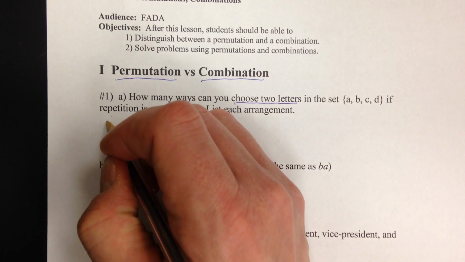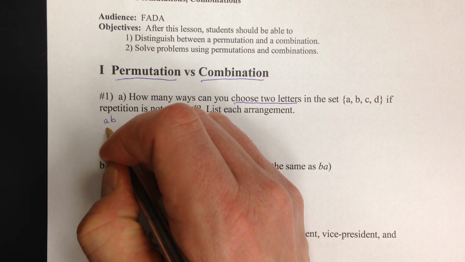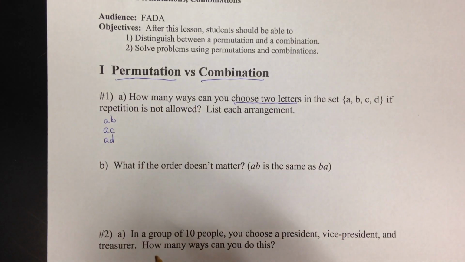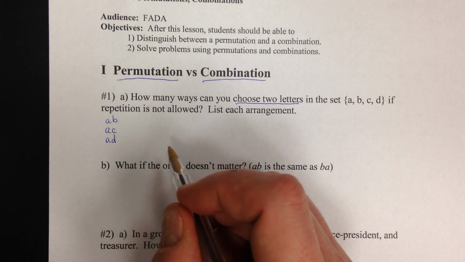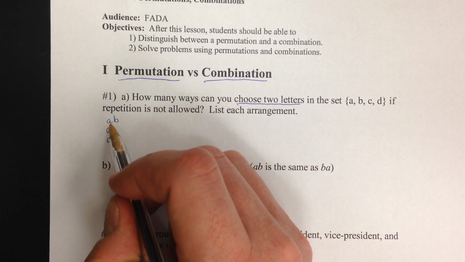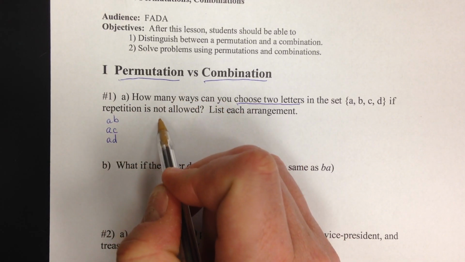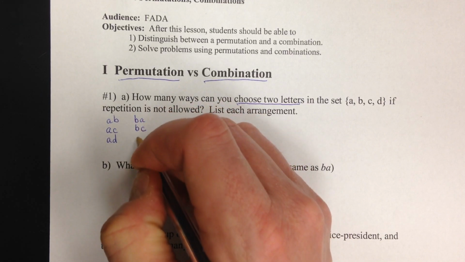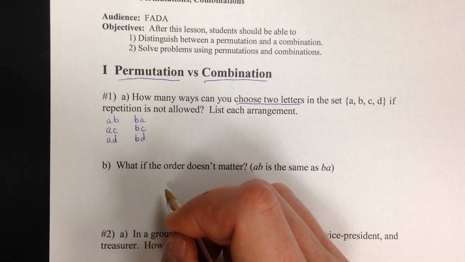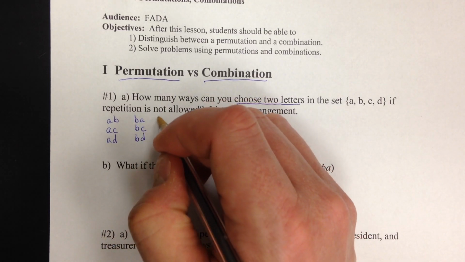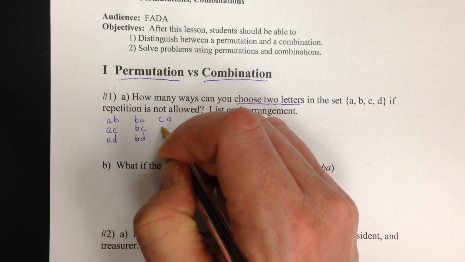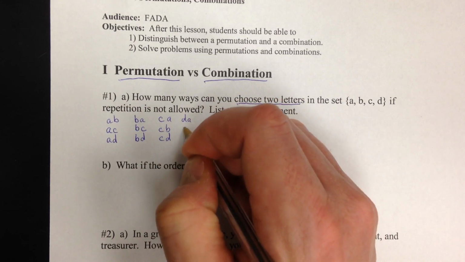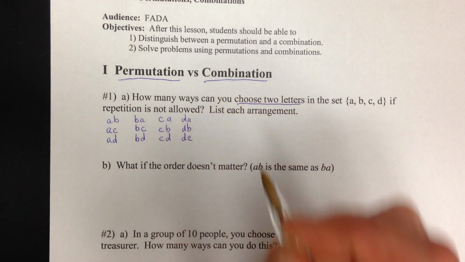So we could go A and B, we could go A and C, we could go A and D. So if we start with A, you can't do AA because they say you're not allowed to repeat. We could also go B and A, B and C, B and D. You can't do BB because you're repeating. We could go CA, CB, CD, and we could go DA, DB, and DC.